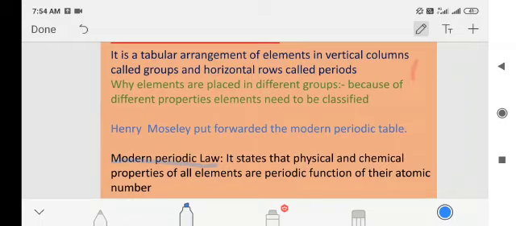In the modern periodic table, the modern periodic law is given here. Just see here. Modern periodic law states that physical and chemical properties of all elements are a periodic function of their atomic number. Look here, the main point is atomic number. This modern periodic table is based on atomic number.